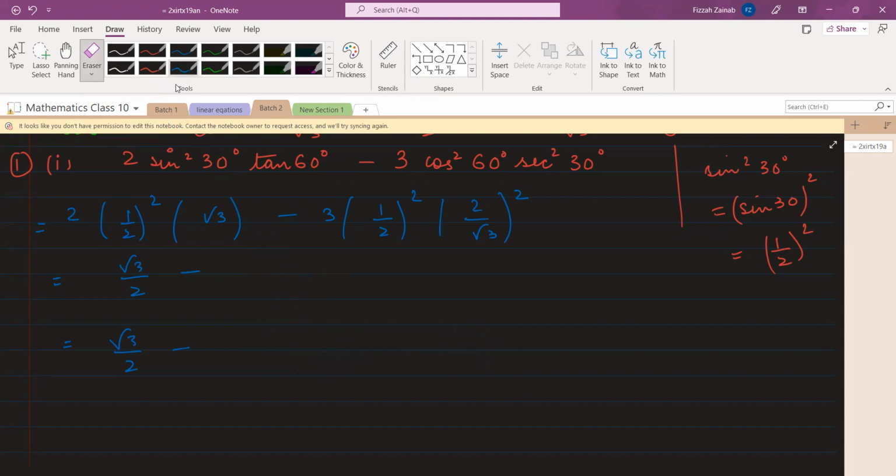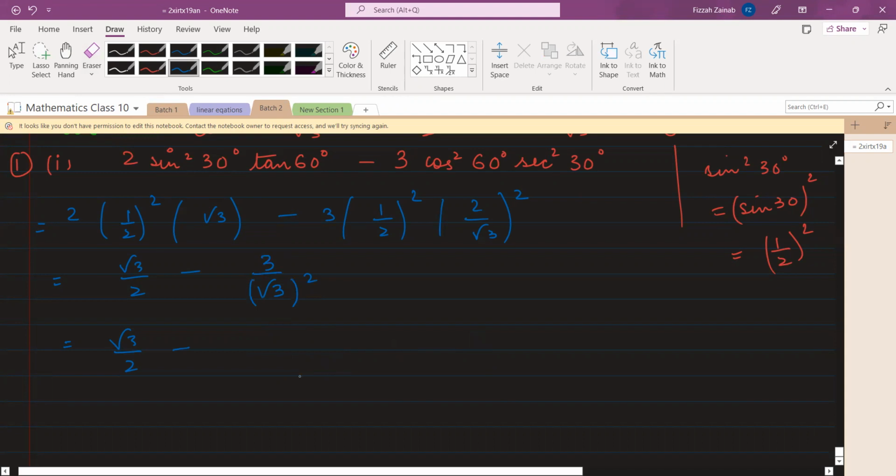Yeah, there was a square. So anyway, 2 square cancels out. You only have 3 by under root 3 whole square. Is that right? Yes, ma'am. So this will be 3 upon 3, so it will be 1. So under root 3 by 2 and minus 1, I'm getting, right?